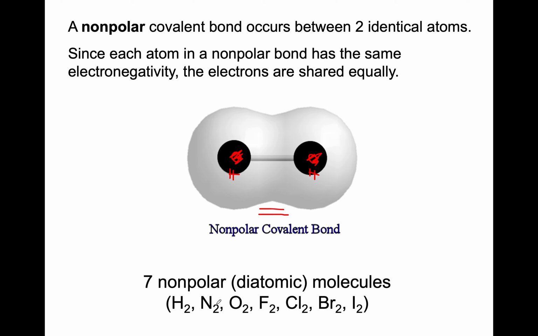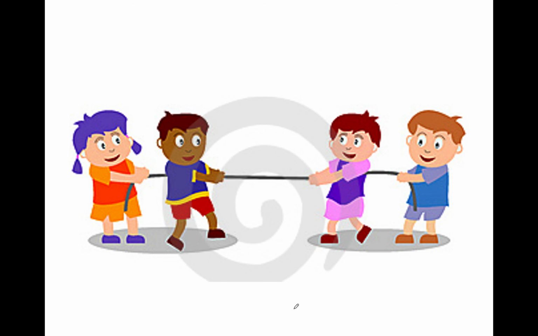So H2, N2, O2, F2, Cl2, Br2, I2, these are all nonpolar. And you can tell because they're all just 2 of the same atom bonded to itself. Okay? Think about it like a tug of war. If you have 2 kids that are the same size on either side of the same rope and pulling at the same strength, this rope ain't gonna move anywhere, right?